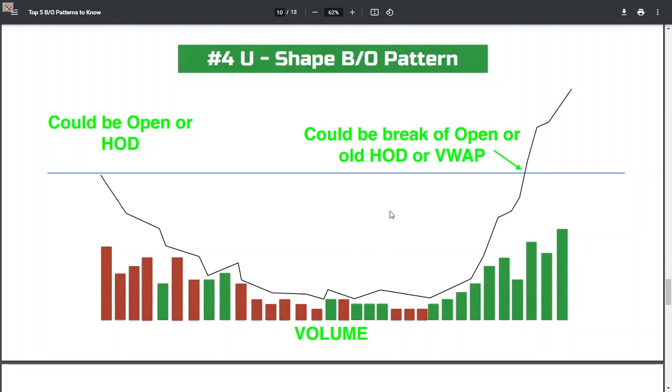CLVS, 100 million float, up 60-something%. I'm telling you, that's a good sign. But anyway, number 4, U-shaped breakout pattern. Oh, I love these. This could be number 3 for me.